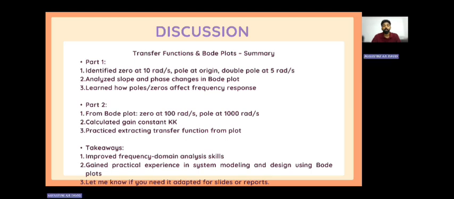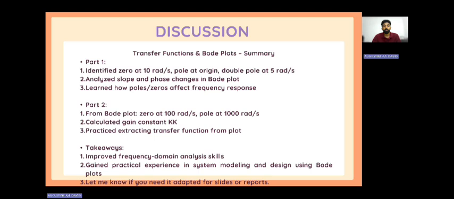Additionally, there was a double pole at 5 rad, making the slope even steeper at negative 40 dB beyond this point. Second, we found out the Bode plot behavior. The magnitude plot showed clear slope changes at these critical frequencies, confirming our calculation. The phase plot reflected the expected shift of 90 degrees from the zero and negative 90 degrees from each pole.